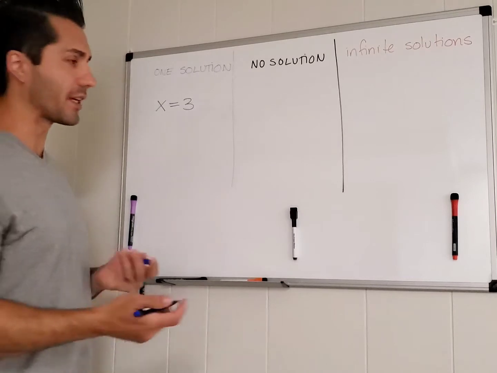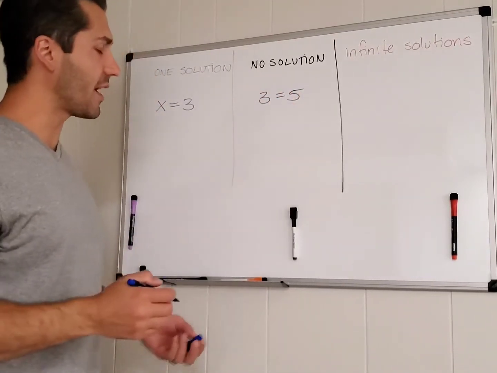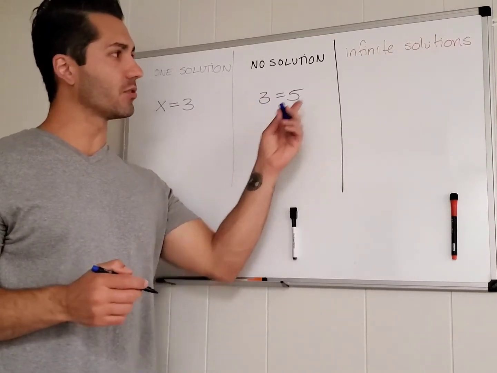No solution, you'll get something that looks like this: 3 equals 5. It makes no sense. It makes no sense because it has no solution.